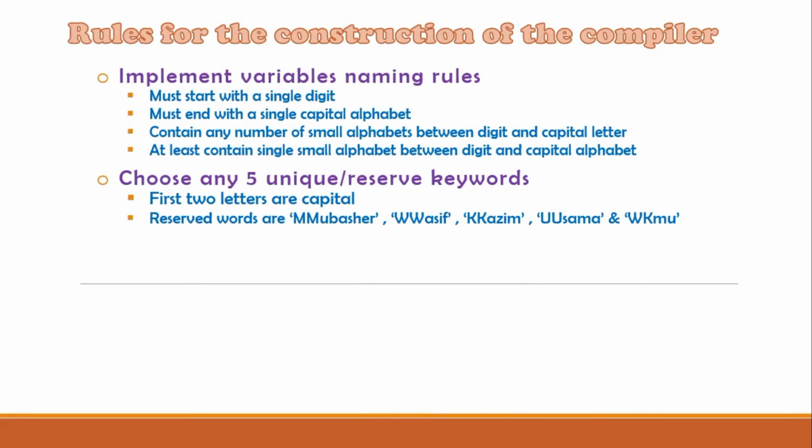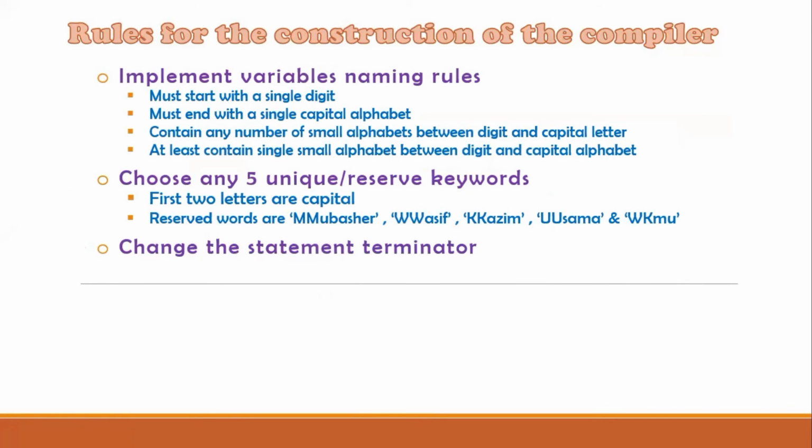Actually, these are basically the names of our group mates: Mubashir, Wasif, Kazim, and Usama. And as I already told in the previous rule, the first two letters are the capital letters. So these are the reserved words. These five are the reserved words which we are going to use.